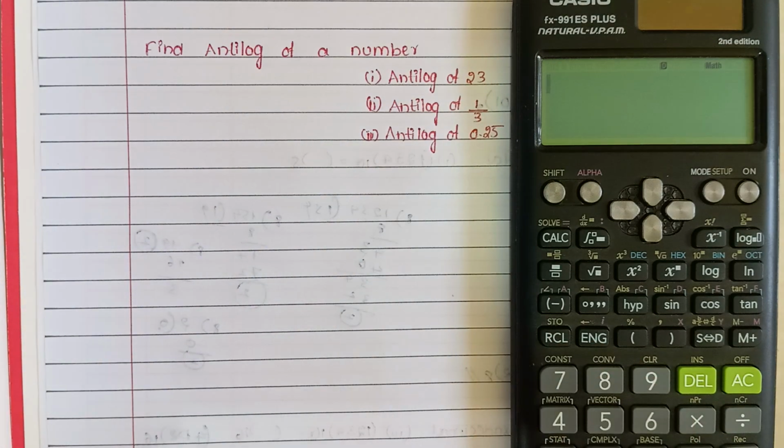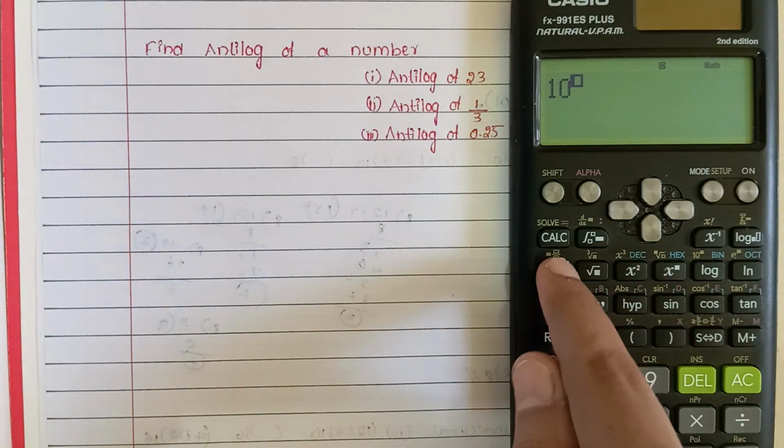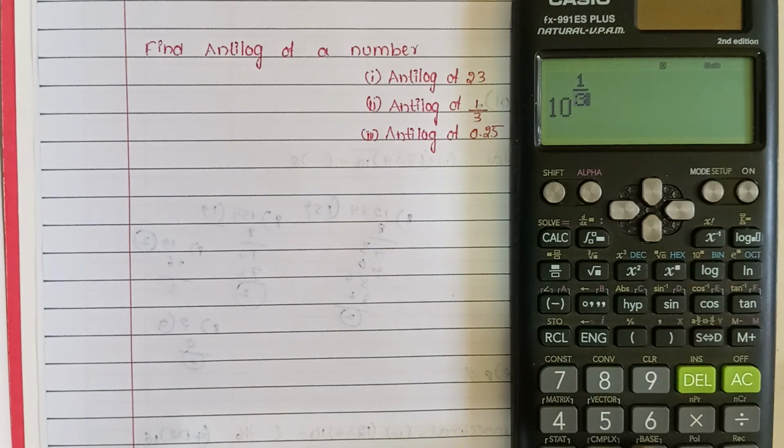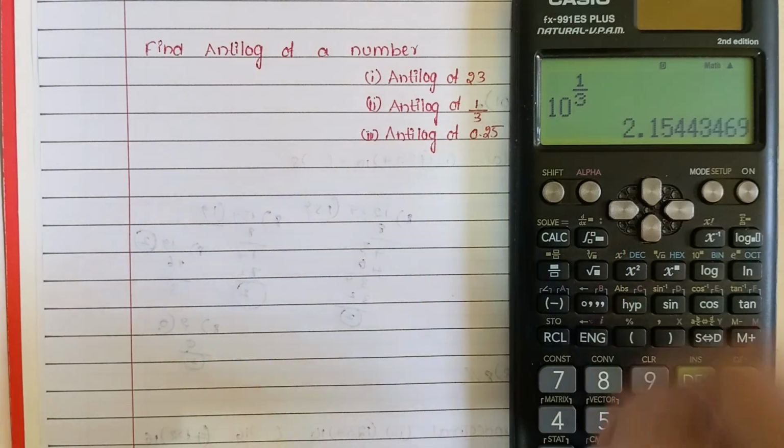Second value, 1 by 3. Again press 10. The power value is a fraction, so 1 divided by 3, the answer is 2.154.